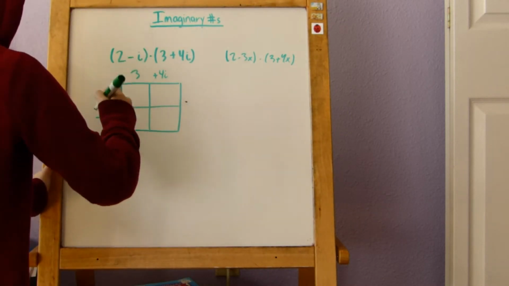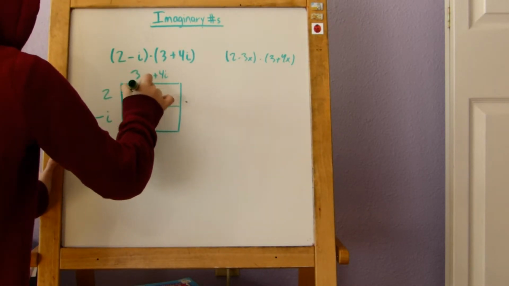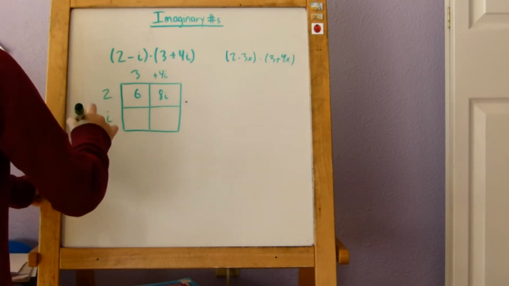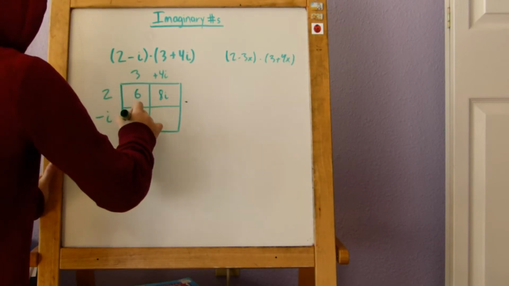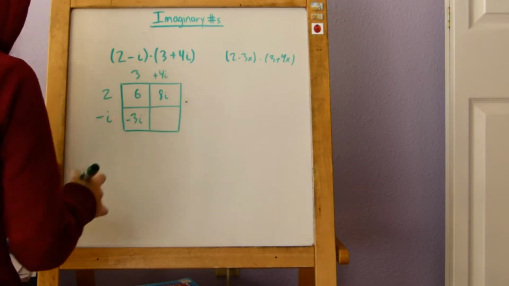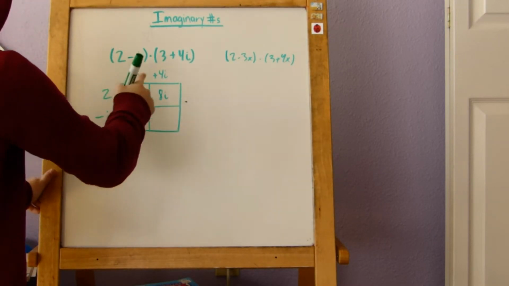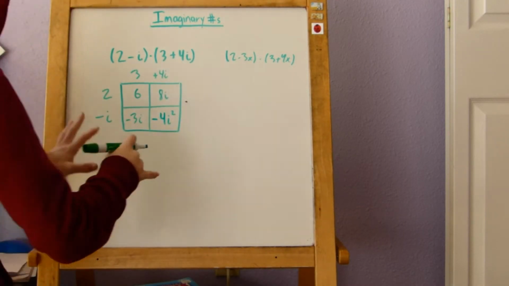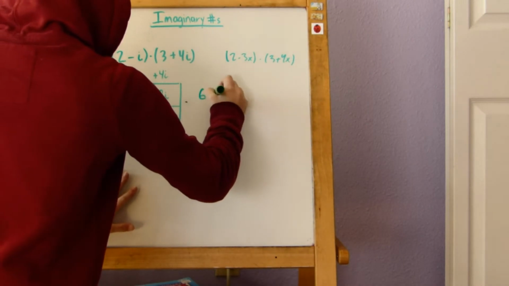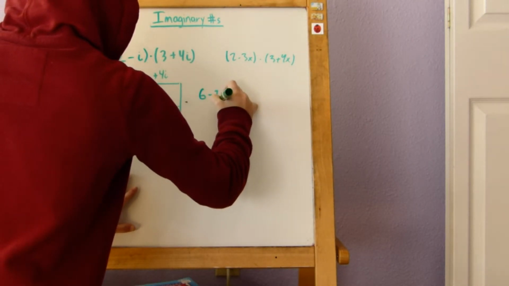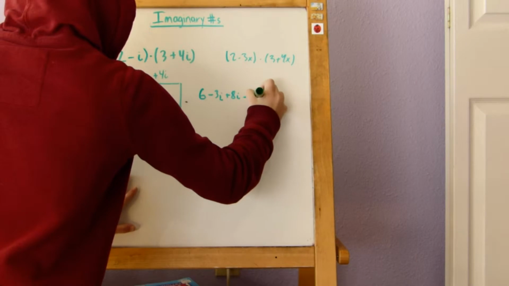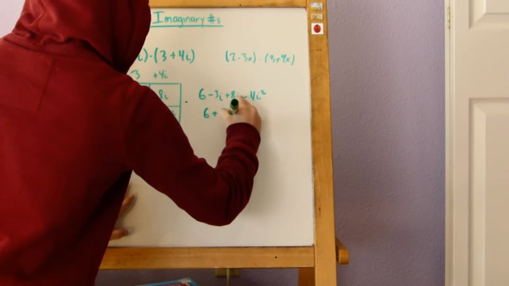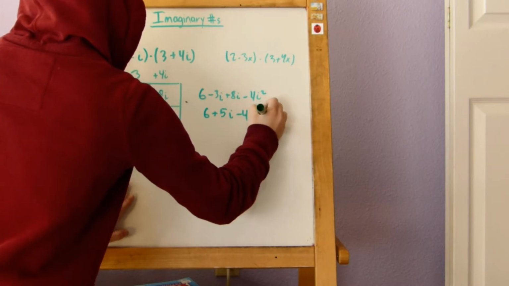So 2 times 3 is 6. 2 times 4i is 8i. Negative i times 3 is negative 3i. Negative i times 4i is negative 4i squared. So let's write this out. 6 minus 3i plus 8i minus 4i squared. Simplify it. 6 plus 5i minus 4i squared.